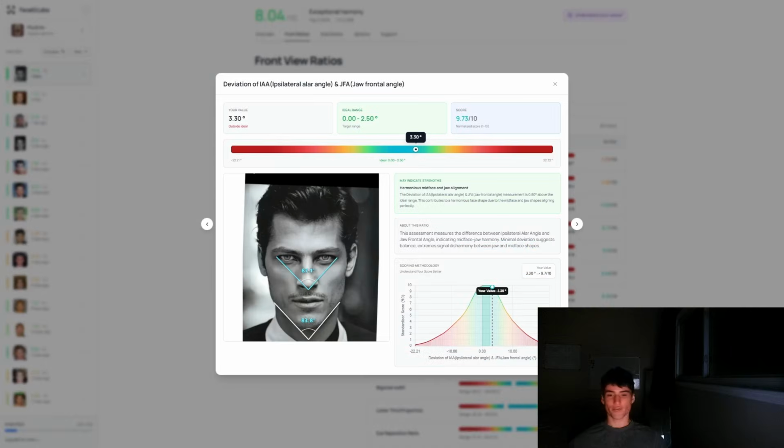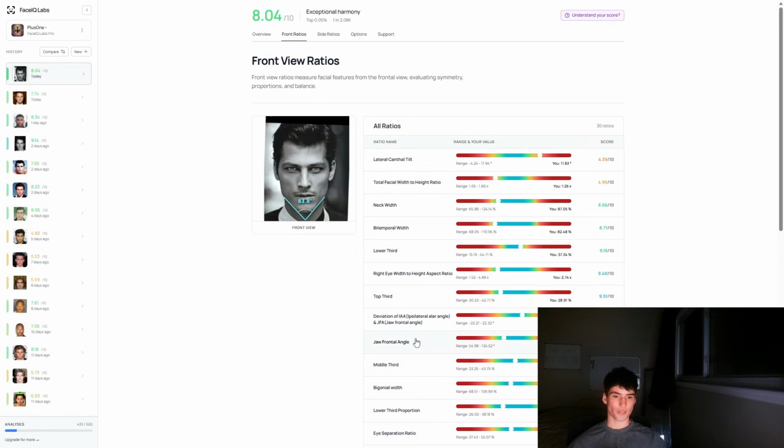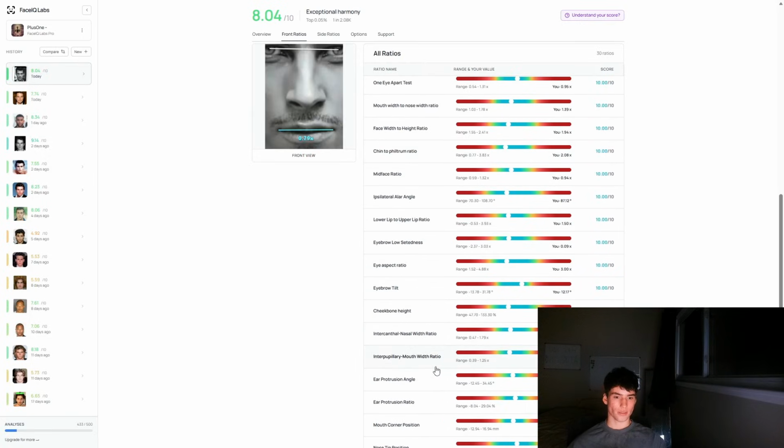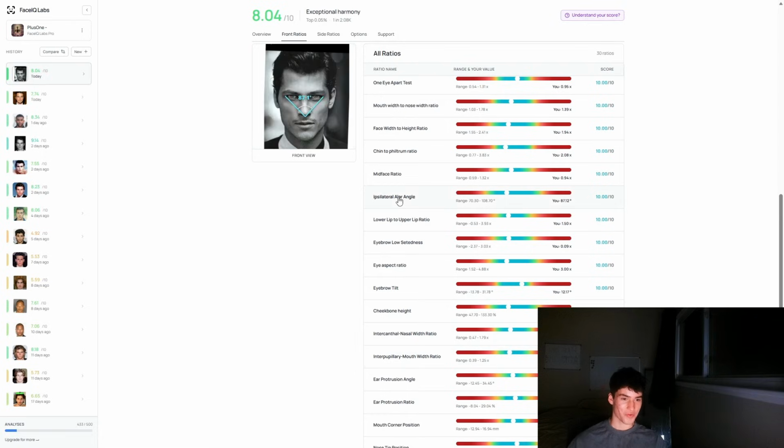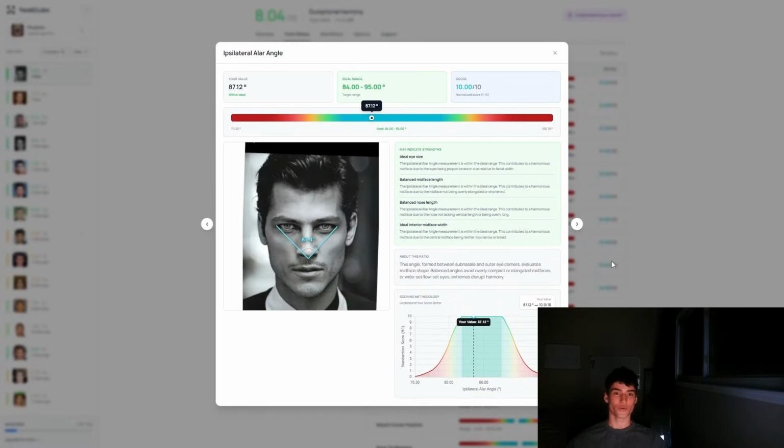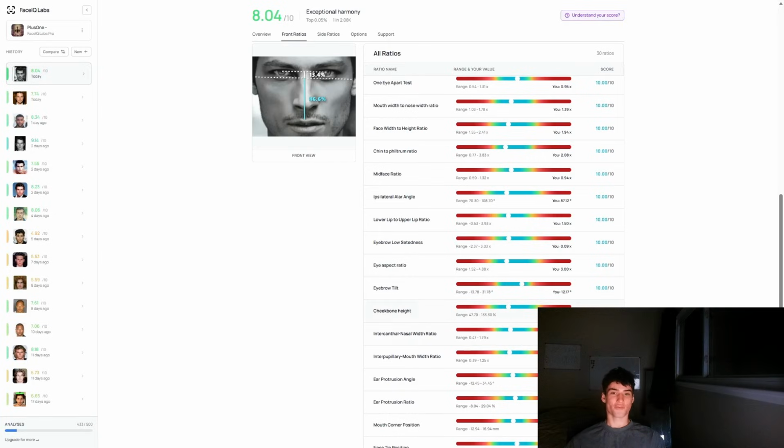The deviation of the IAA. Well, he has a really good IAA. Actually, let's see if that's right. Let's see if we can find his IAA. Because his IAA looks good. You know what I mean? So, yeah, 87 degrees. So he's almost right in between, right? Almost right in between that, right? In between 84 degrees and 95 degrees. You can see he's almost like basically leaning onto the middle of this chart. So he's a very good looking guy.